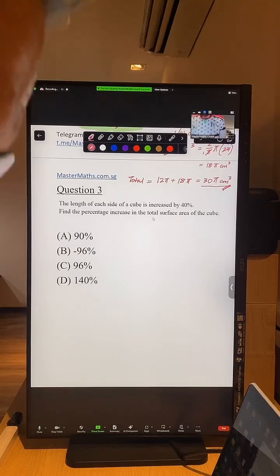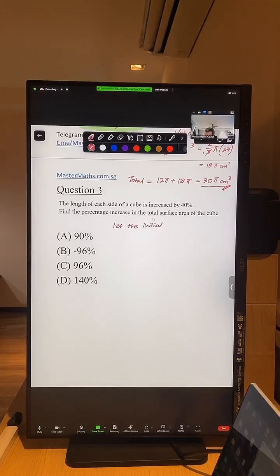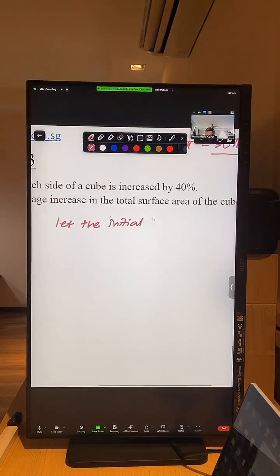Okay guys, I think 8:44 already. We will go through this question. The length of each side of a cube is increased by 40%. So what I'm going to write here is: let the initial length, that means starting, let the initial length of the cube be L.